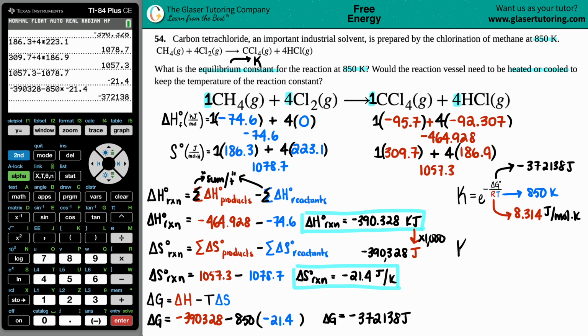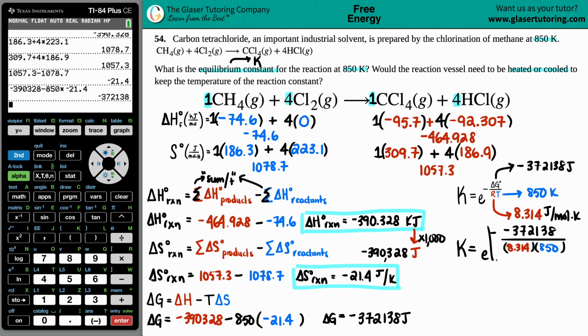So K equals e raised to the negative fraction. The negative is in the formula, but then we have a delta G that's also negative, so that's going to become a positive, right? 372,138, all divided by the two variables, right? The 8.314 and then the temperature, which is 850.